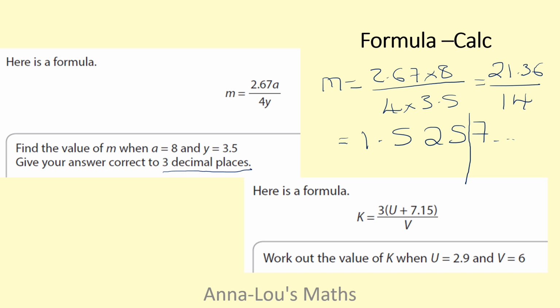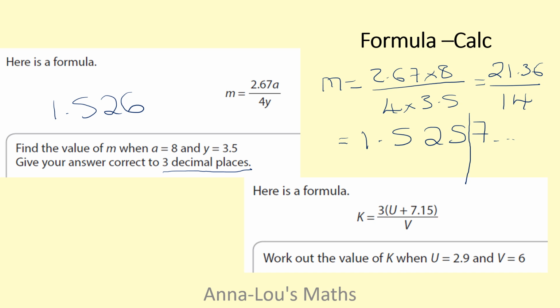Now I need to make sure I follow the rules of rounding. Because this number, position number 4, is a 7, that means this 5 needs to round up. If this had been a 4 or below, my 5 would have stayed the same, but 5 or above means it rounds up. So my final answer for all 3 marks, I would have needed 1.526. If you've written 1.525, you're on 2 marks out of 3. It explicitly told us 3 decimal places, and we needed to follow those rules of rounding.